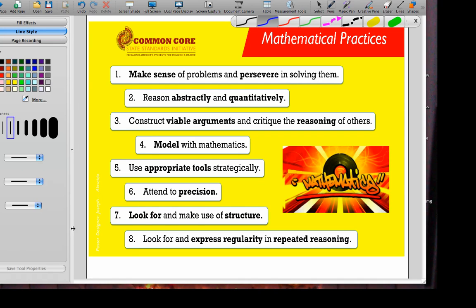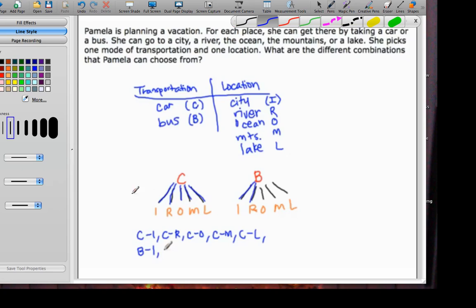Next one, look for and make use of structure. All right, so it's just looking for patterns and seeing something that happens. So this is a problem about finding the different combinations that Pamela can choose from. You can read the problem on your own. But if I look at this and I'm listing the outcomes, I'm seeing CI, CR, CO, CM, CL, and then I go to the next one, BI. I'm noticing that there's a pattern here. So it's BR, BO, BM, and BL.